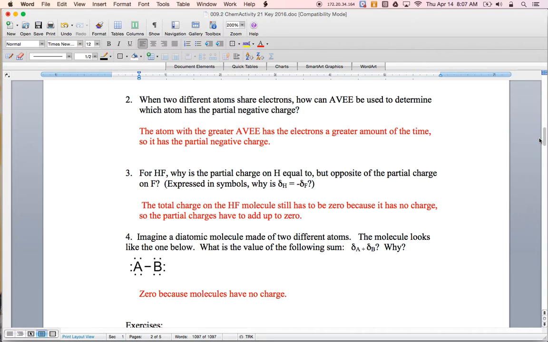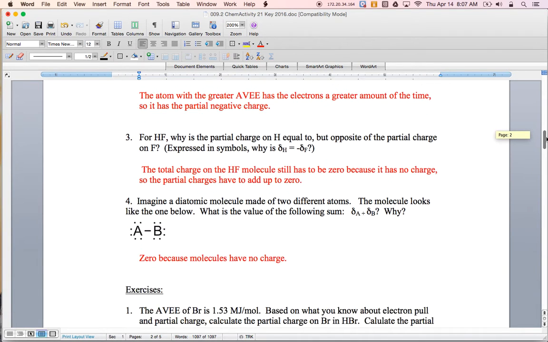And this is going to be true in number 4 all the time. Anytime you have a diatomic molecule, the partial charge on one atom in the molecule has to be equal and opposite to the partial charge on the other atom, or the sum of the partial charges has to add up to 0 to make sure that the overall molecule still has no charge, like we would expect.